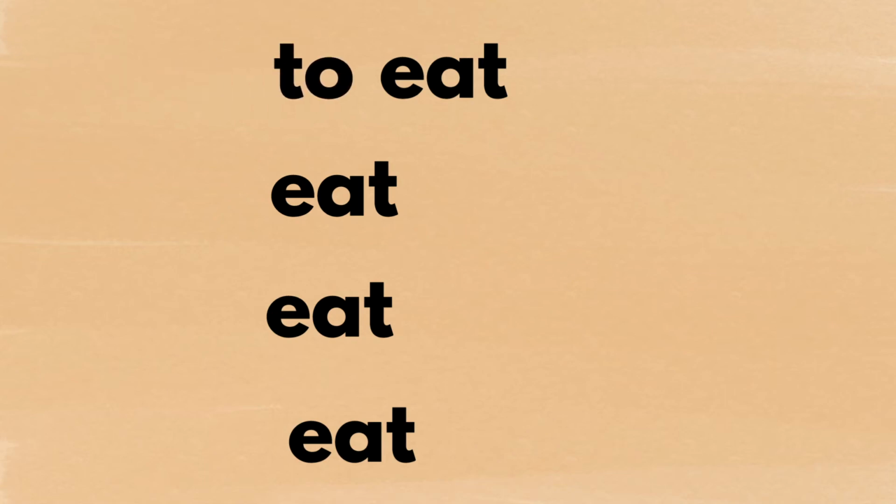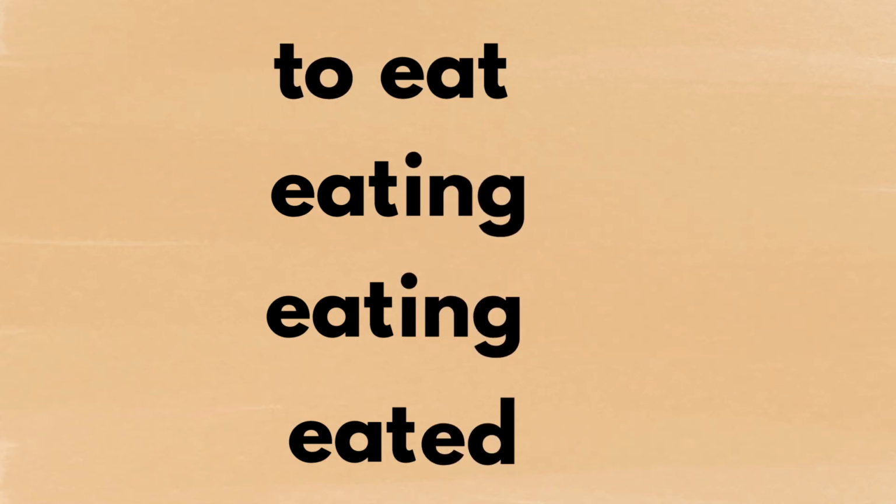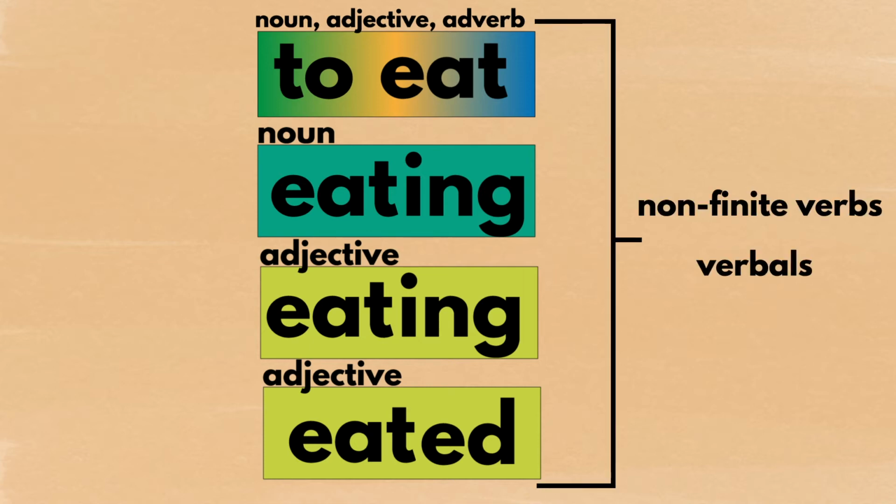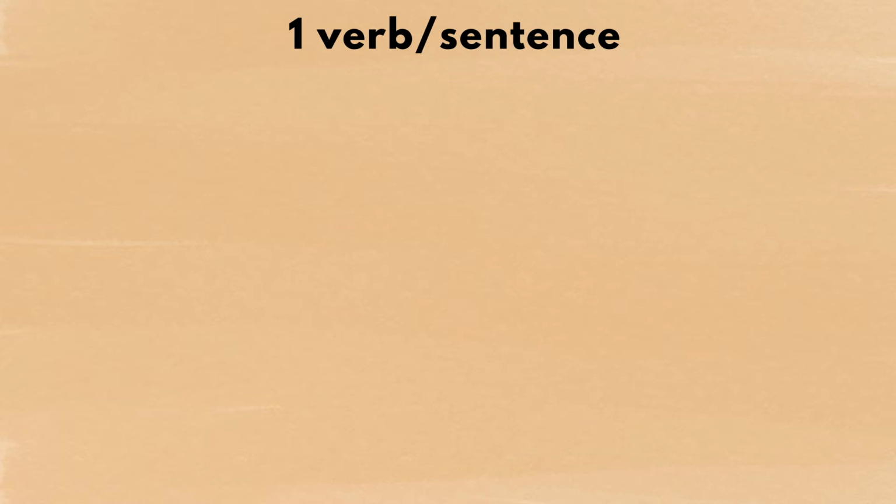When you add to, ing, or ed after a verb, the part of speech of the verb changes into a noun, adjective, or adverb. We call these new words non-finite verbs or verbals. Non-finite verbs are important because in the English language, you can only use one verb per sentence. So if you already used a verb in a sentence but want to express another idea associated with actions, you have to change the verb into a non-finite verb.